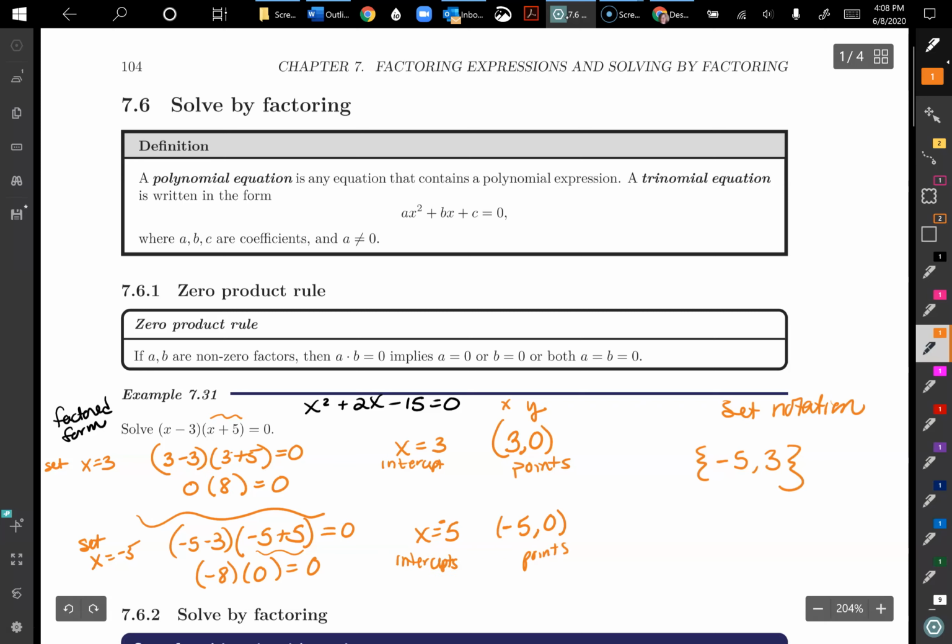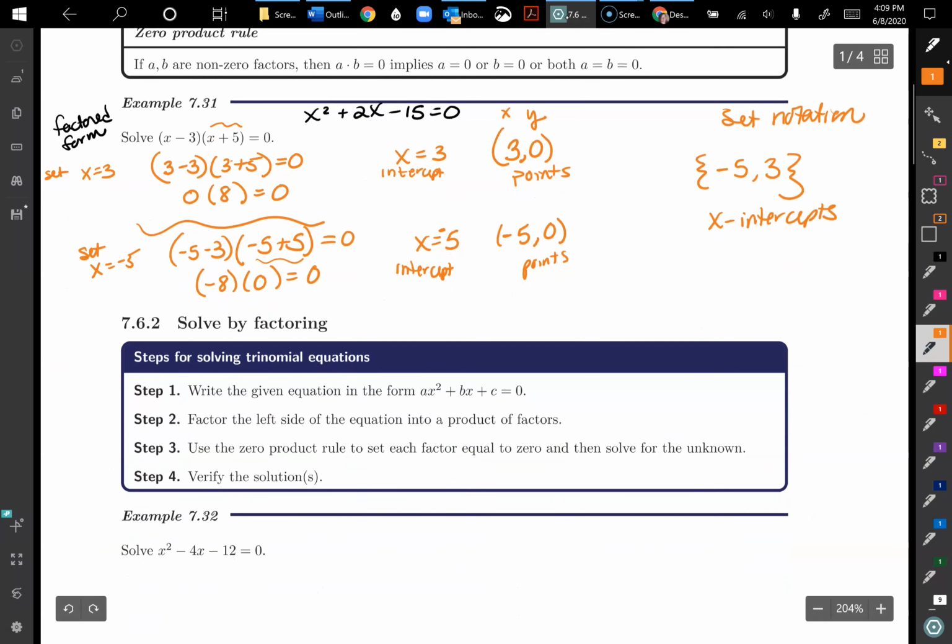So make sure it's really clear that we know it's only going to be that value when y is 0, okay? Or my x-intercepts. So that's really important. So we can solve these by factoring. And before we do that, we must have it in this format: ax squared plus bx plus c equals 0. So if it's not in that format, we need to put it in that format before we factor.